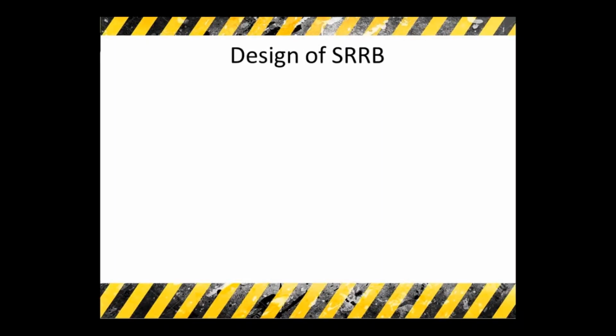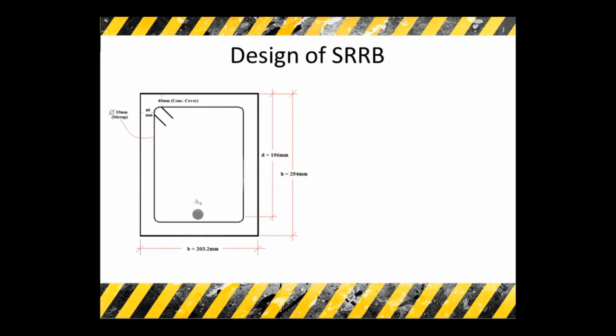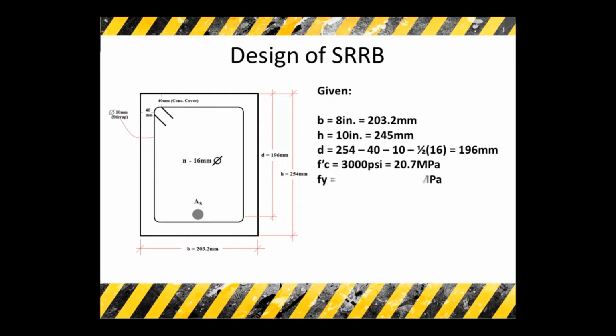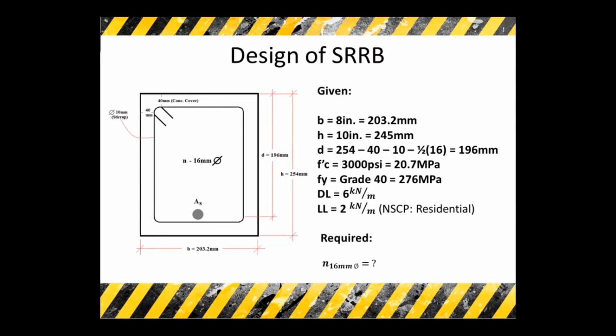Here, we are given the properties of the concrete and steel, as well as the service loads in accordance with the NSCP. It is then required for us to determine the number of 16mm diameter rebars that is appropriate based on the specifications given.